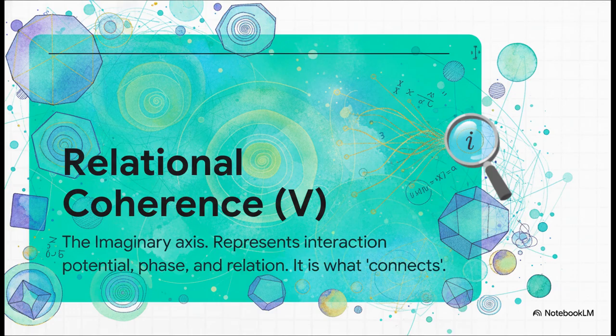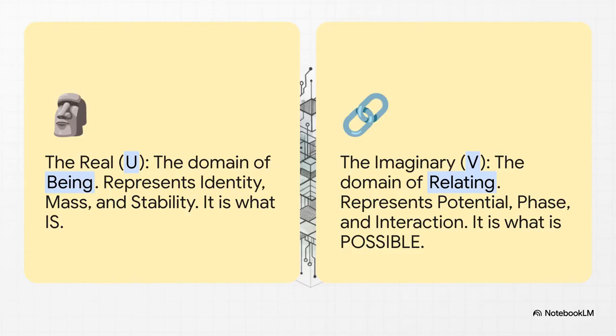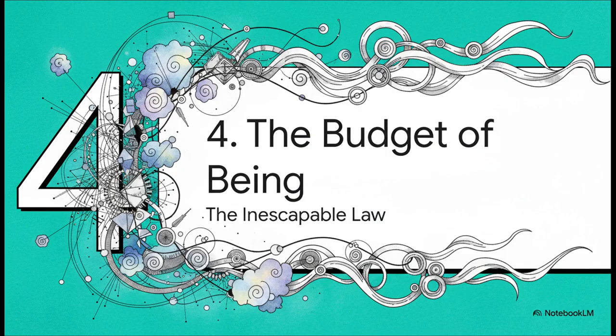The imaginary unit, i, is therefore the geometric signature that identity requires an orthogonal dimension in order to interact without self-annihilation. The dichotomy, then, is stark. The real axis, u, pertains to being, identity, and what definitively is. The imaginary axis, v, pertains to relating, potential, and what is possible. Every entity in existence, therefore, represents a precise conserved distribution between these 2 fundamental poles. This distribution is not arbitrary. The universe does not randomly oscillate between being and relating. This trade-off is governed by a strict and inviolable law.